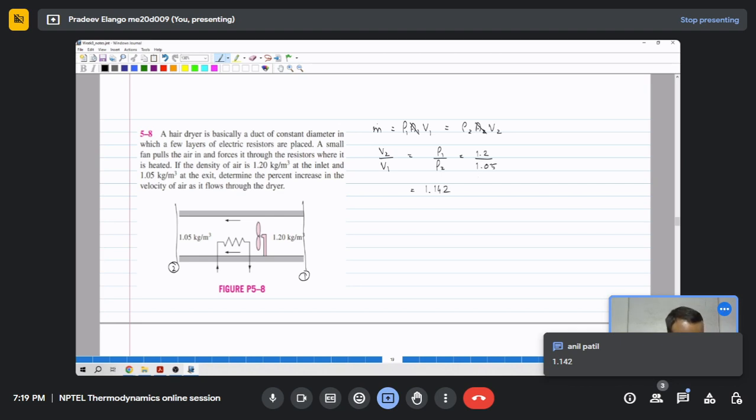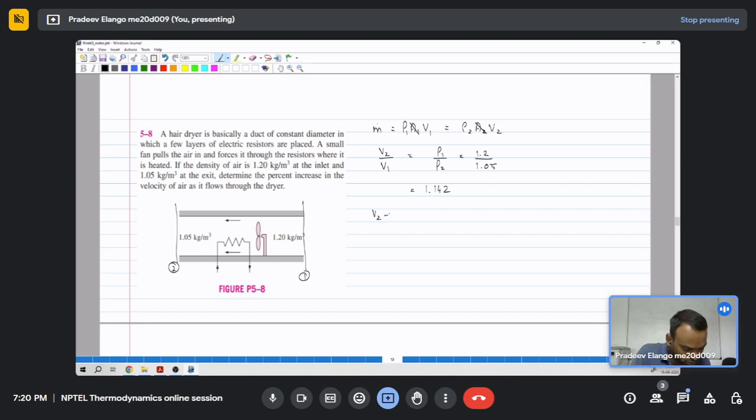So now to find the percentage increase in velocity, we will have (V2 minus V1) by V1 into 100. This is V2 by V1 minus 1 into 100, right? So then we know it is 14.2%. Substitute the V2 by V1 value and you will get this. Do you have any questions?